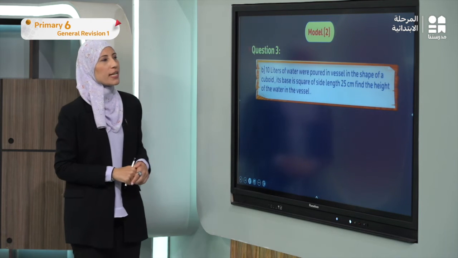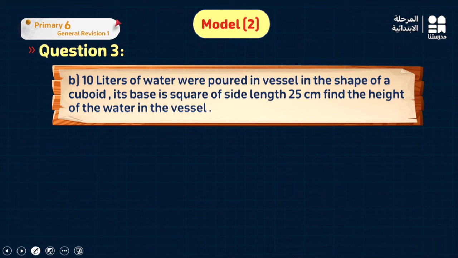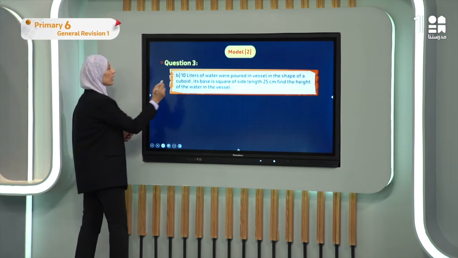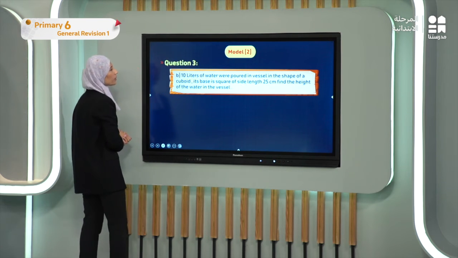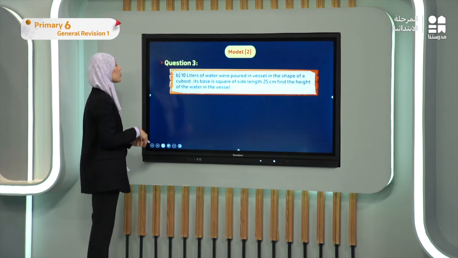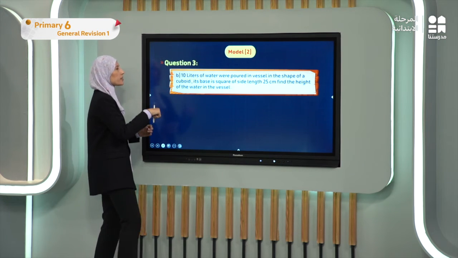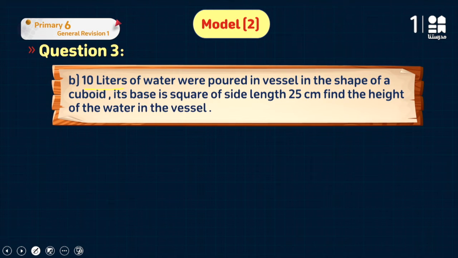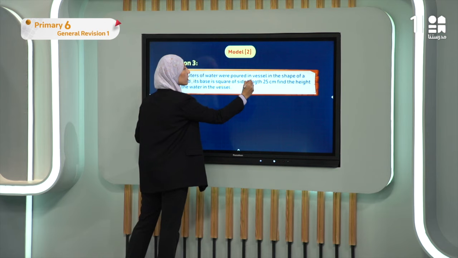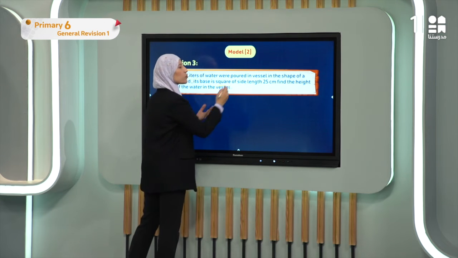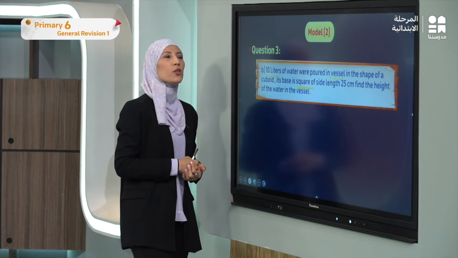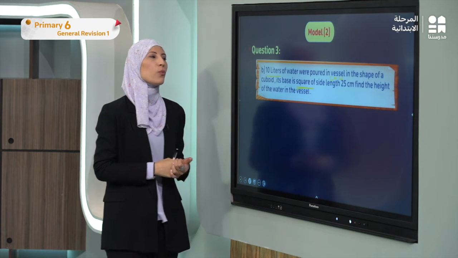It tells me here, 10 liters of water were poured in a vessel in the shape of a cuboid. Its base is a square of side length 25 centimeters. Find the height of the water in the vessel. How can I find it? First, I have 10 liters, it's a capacity. 10 liters poured in a vessel in the shape of a cuboid. Its base is a square. What does it mean when I see the base is a square? It means the length equals the width. So length is 25 centimeters, also the width will be 25 centimeters. Find the height of the water in the vessel.